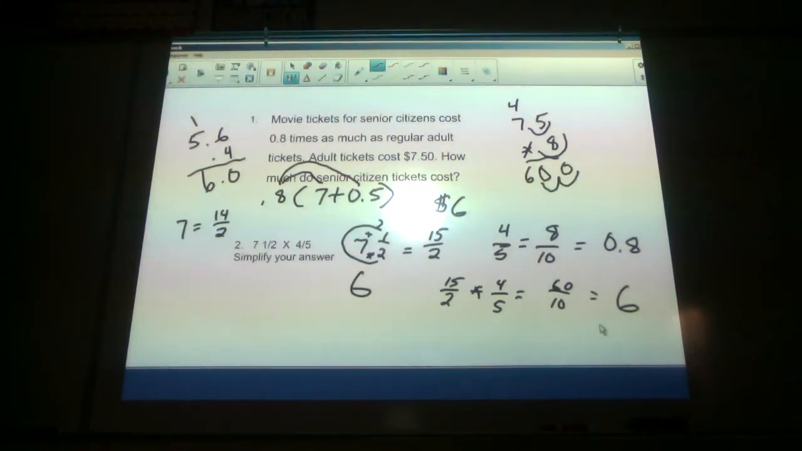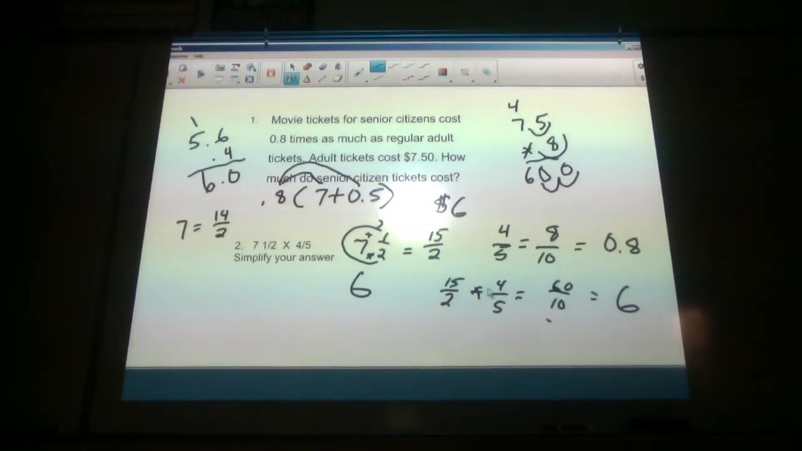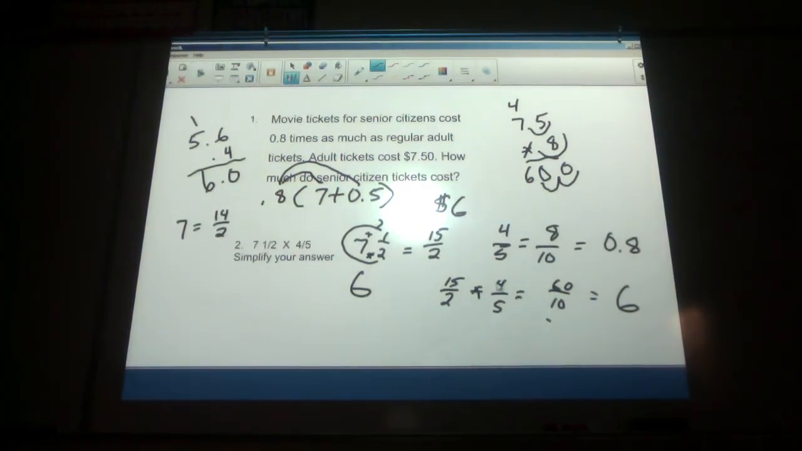But those of you that like to simplify first, we look at our cross products and say, can we reduce? Is there a common factor, a number that will go into both 4 and 2? Yeah, 2. So I'm going to divide by 2 here, make it 1. Divide by 2 here and make it 2. Is there a common factor between 15 and 5? 5, right? So divide by 5, get 1. Divide by 5, get 3. When I do this, look at this. I get 6 over 1, which is equal to 6. Okay?